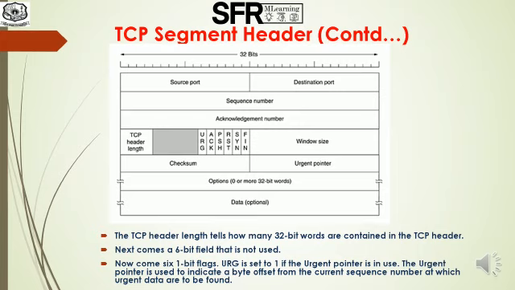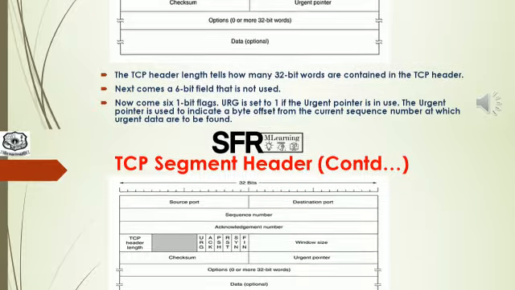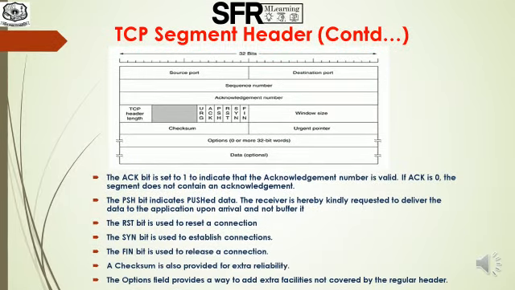Then next comes a 6-bit field that is not used. It can be used for some other purpose. Next come 6 1-bit flags. Each flag can be used for a specific purpose. First flag is URG. URG, I already told, is an urgent flag. If it is set to 1, it means the data is urgent. Next, the ACK bit is used to indicate that this data is an acknowledgement. So if ACK is set to 1, it means that the data is acknowledgement data.